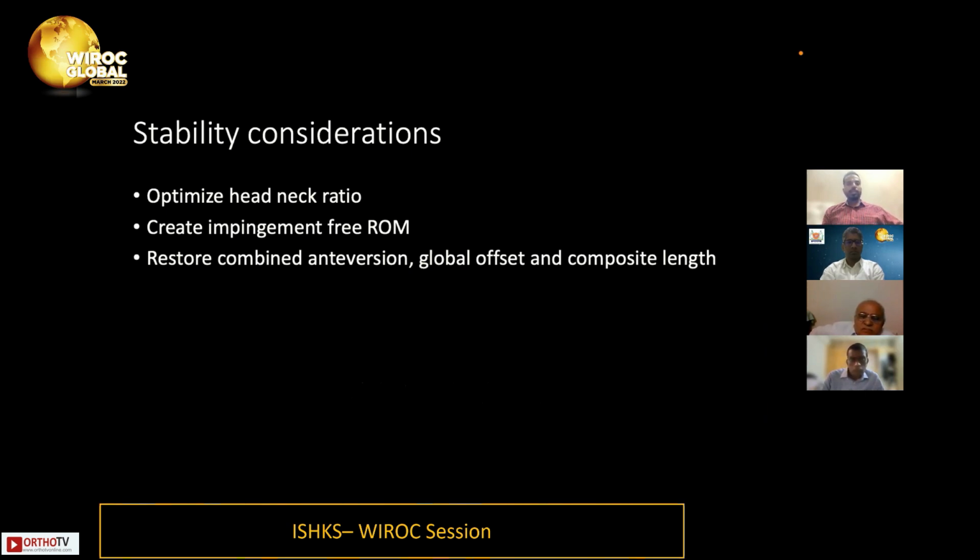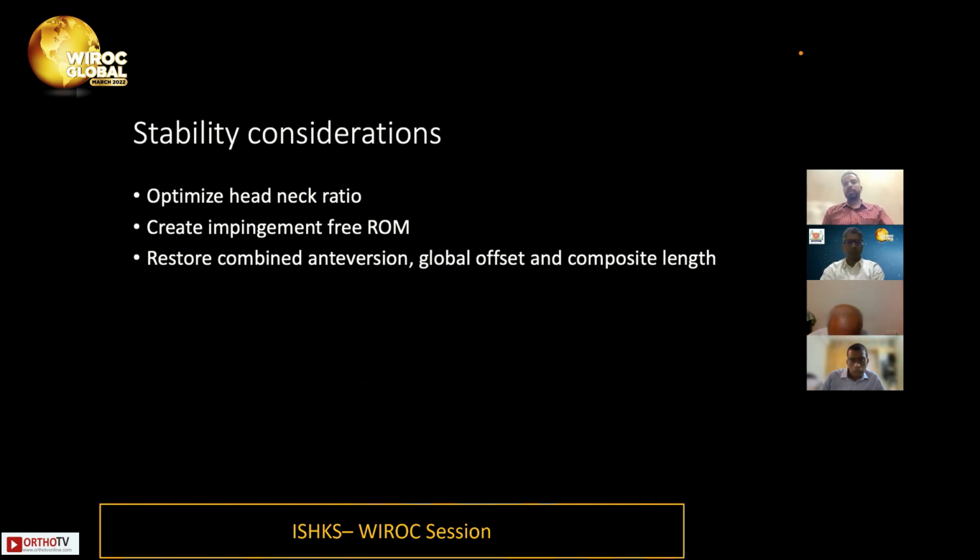Regarding the stability considerations, once we restore the combined anteversion, the combined offset, and the composite length, typically the hip will be stable, and we must not aim to make undislocatable hips where the hip is tested at the extremes of range of motion, and the hip now appears to be unstable because you have cut all the soft tissues and you're keeping on increasing the neck length and offset for that particular patient and making very tight over-lengthened limbs.